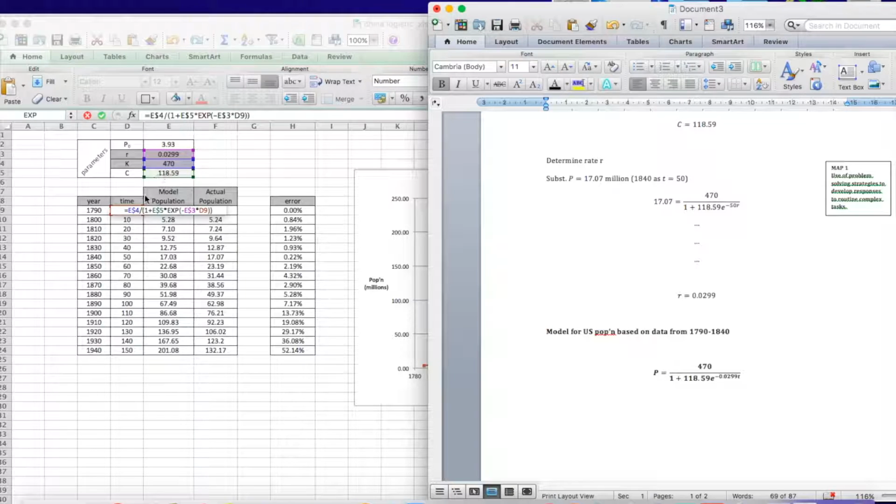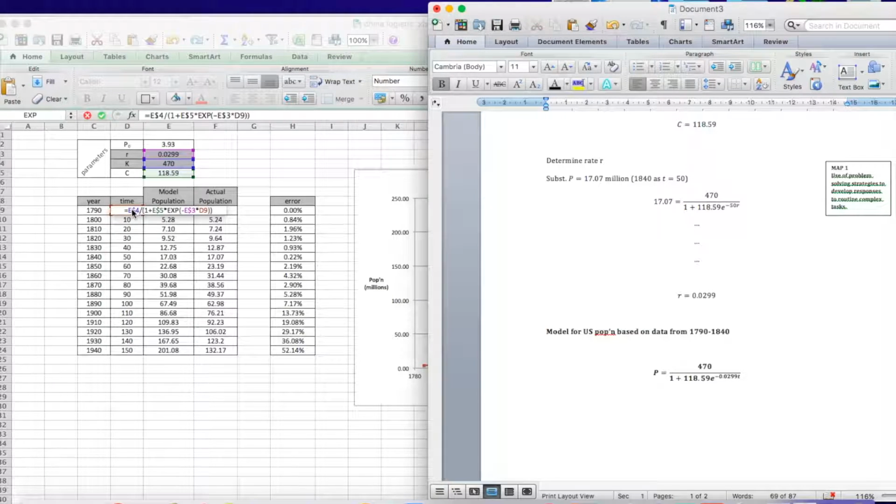So we're saying K here divided by, in brackets, 1 plus E5, which is C, times by E to the, so in Excel we use EXP for the exponential function. So EXP in brackets, negative R, which is E3, and then times by time, and time for us is over here in the D column. So I'm starting at D9, that's at time 0. You can't see that because it's behind the formula there.